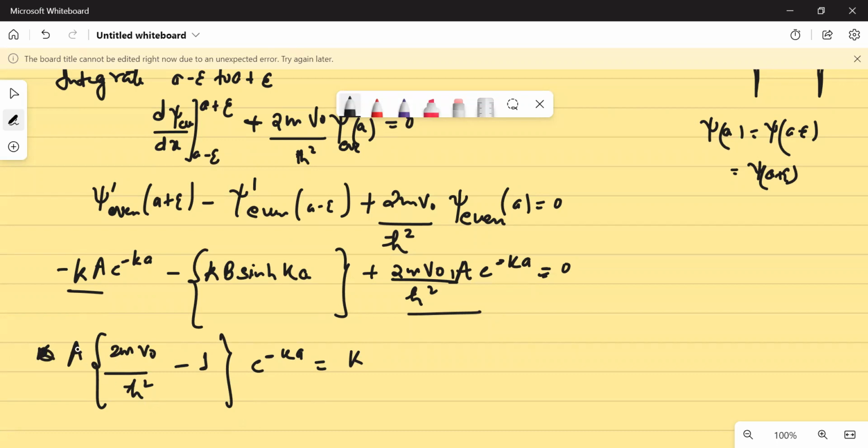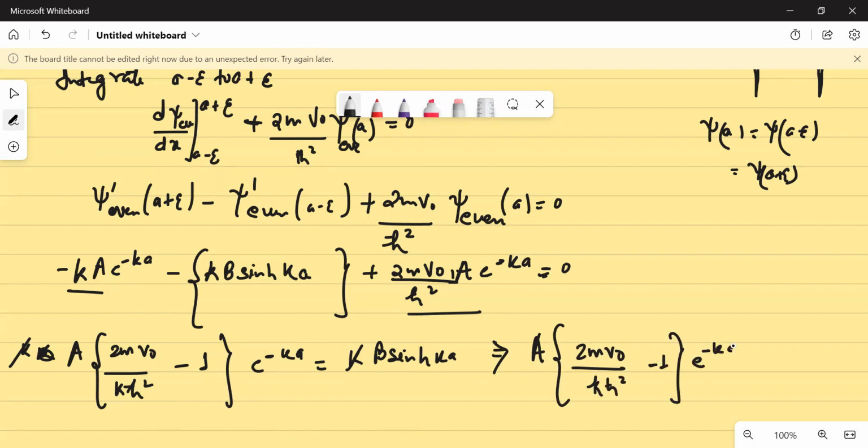So what I would do is, let's take k common. So here there will be a k. Okay, is that clear? And this will be kb sine hyperbolic ka. K gets cancelled. So overall, this particular expression reduces to, let us see what we can do. So I'll write this equation as this. Equation number 3. This is my equation number 3.